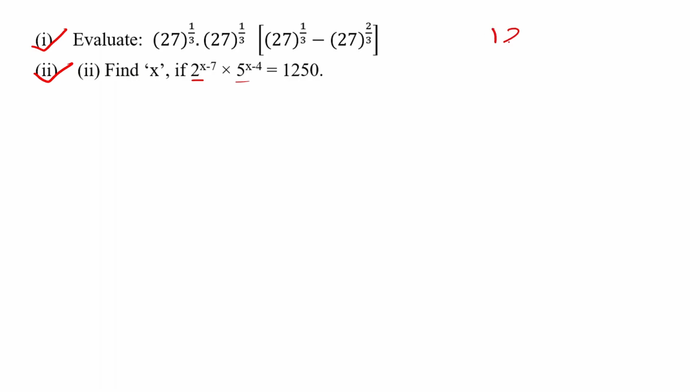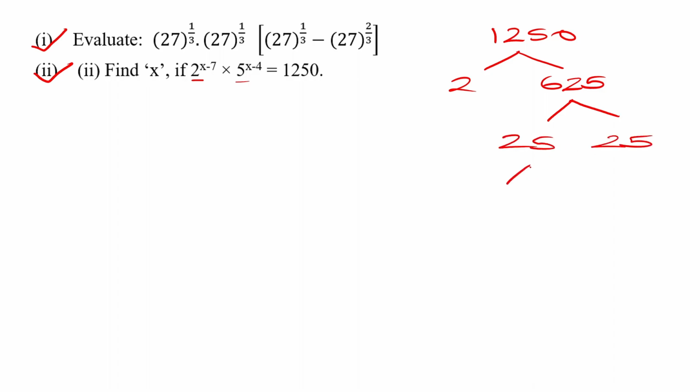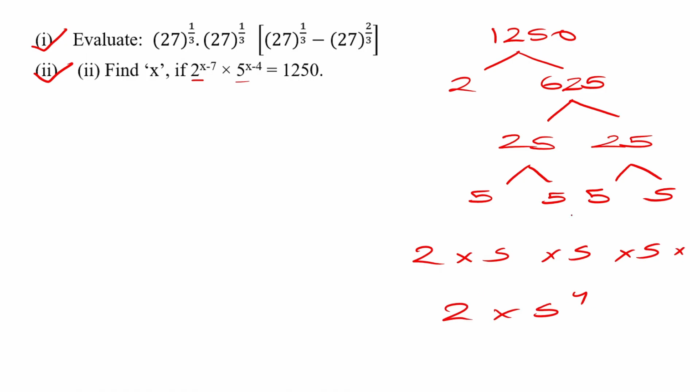Okay, so let's say 1250. If you divide it by 2, you're going to get 625. If you know, 625 is 25 square. Now you further break 25 into 5, same on both sides. So the product is 2 times 5 times 5 times 5 times 5. That's nothing but 2 to the power 1 into 5 to the power 4. We have 2 as a base and 5 as a base. Let's write this as 2 to the power 1 into 5 to the power 4.